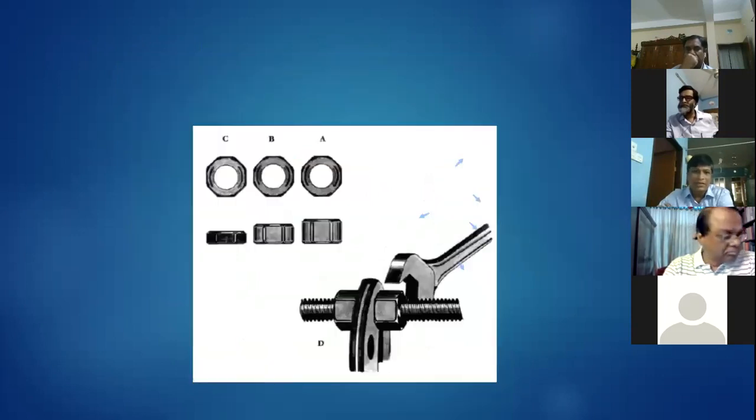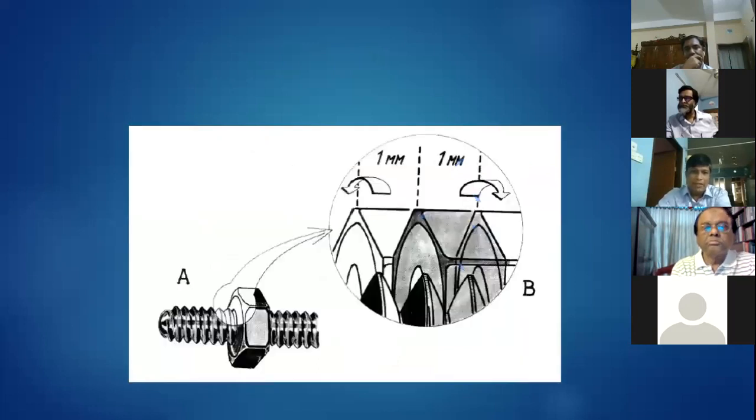And nuts, there may be three types: 3 millimeter, 5 millimeter, and 6 millimeter. Usually 5 millimeter is better, and when a compression distraction frame is used, there should be a 6 millimeter diameter nut. And this figure shows that one full length rotation causes 1 millimeter of length.